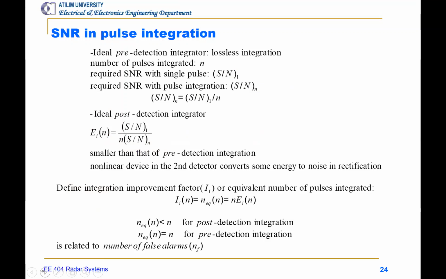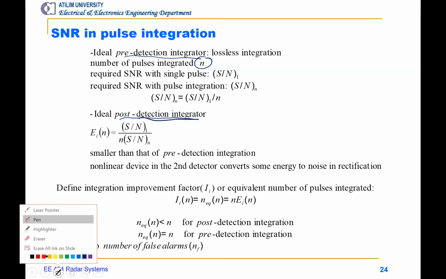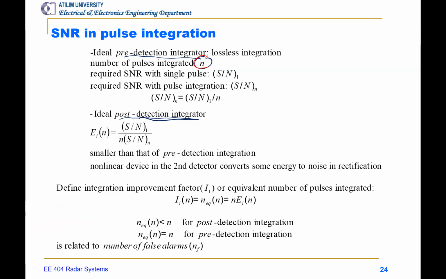So let's now consider two cases: ideal pre-detection integrator and post-detection integrator. As we said earlier, the number of pulses integrated will be the number of pulses that we collect from the target, N, in pre-detection integrator. So there is no loss in pre-detection integrator. N is equal to the number of pulses integrated.